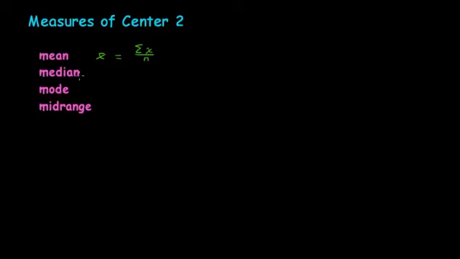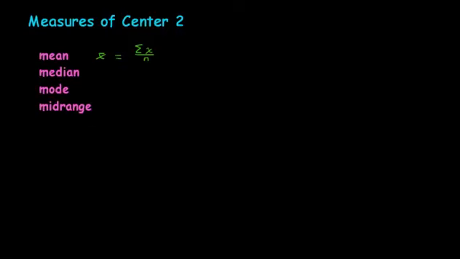The median is more of a description. Recall that's the middle value of an ordered data set, and the mode is the value that occurs most frequently, if there is one, or there could be more than one. And the mid-range is the maximum value plus the minimum value divided by 2, or the average of the max and the min. And we said this one is really not used very much.